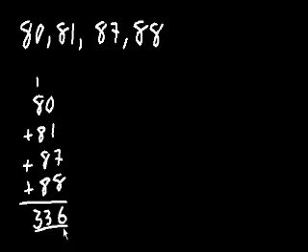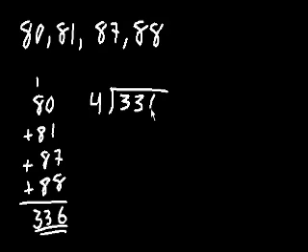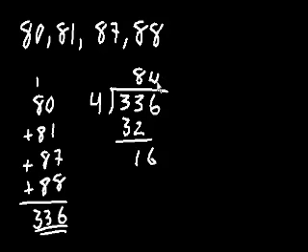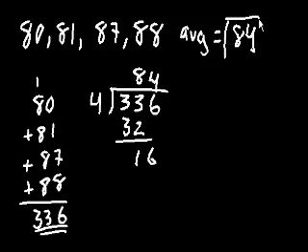And now we divide this number by 4. 4 goes into 336. It goes into 33 8 times. 8 times 4 is 32. 33 minus 32 is 1. 16, 4. So the average is equal to 84. So depending on what school you go to, that's either a B or a C. So far, my average after the first four exams is an 84.